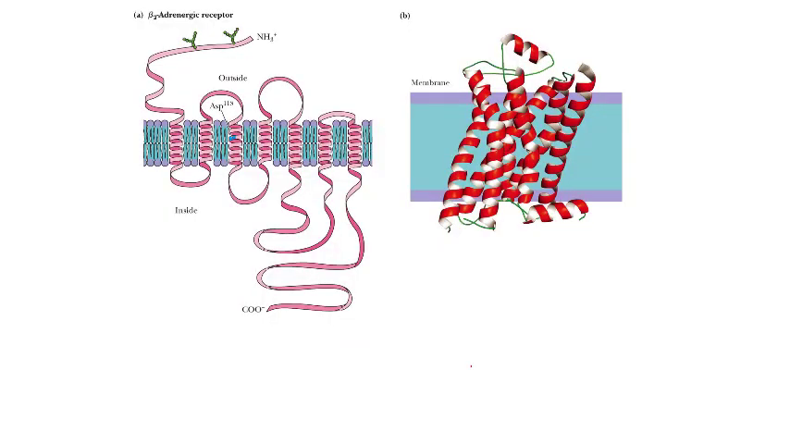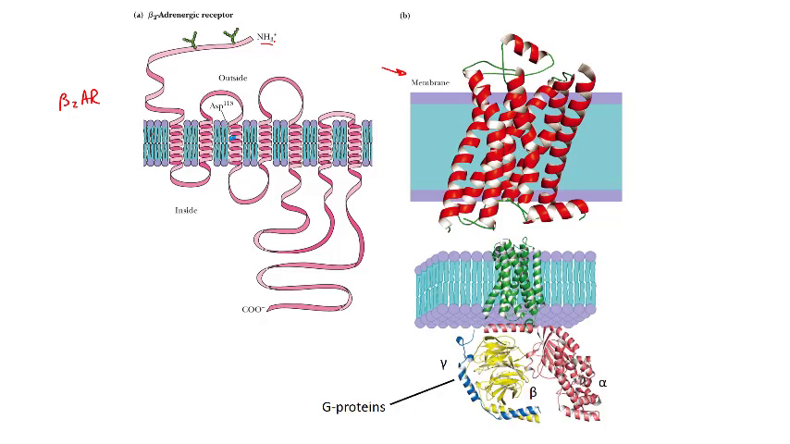This is showing us a rough diagram of the beta-2 adrenergic receptor. So the actual structure of the protein looks like this. The N-terminus of the protein is on the outside of the cell. The C-terminus is on the inside. And the G proteins, and there's 3 of them, all bind down here at the bottom of the receptor. So our epinephrine binds in this pocket at the top, and then the G proteins interact down at the bottom.